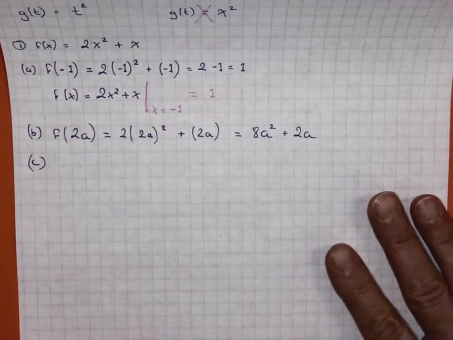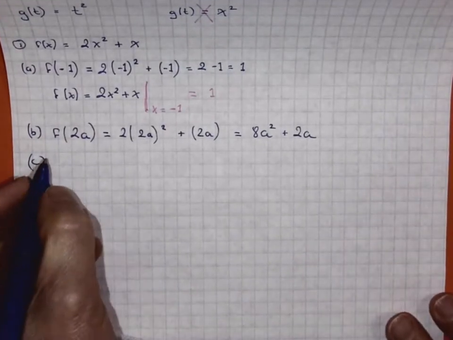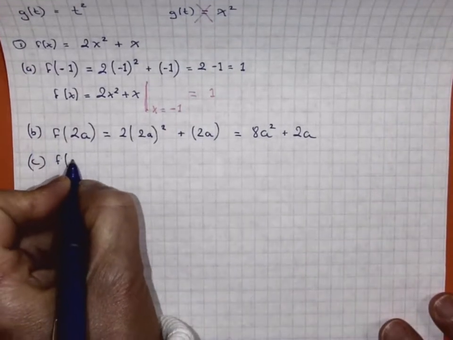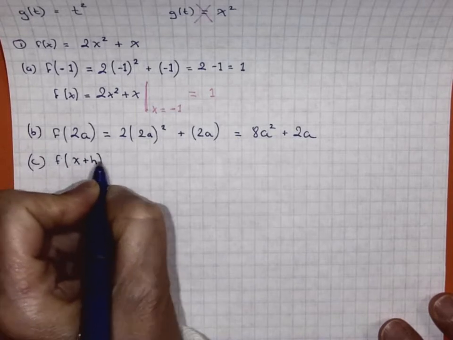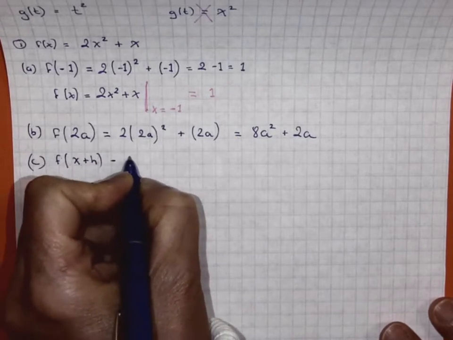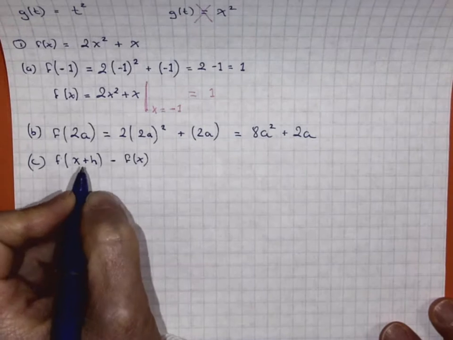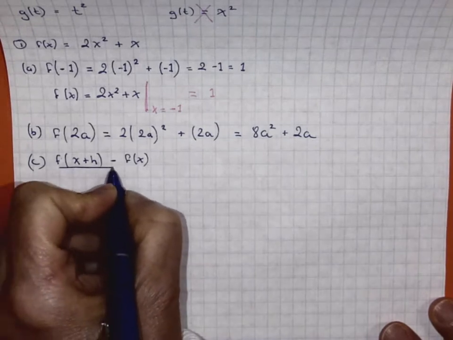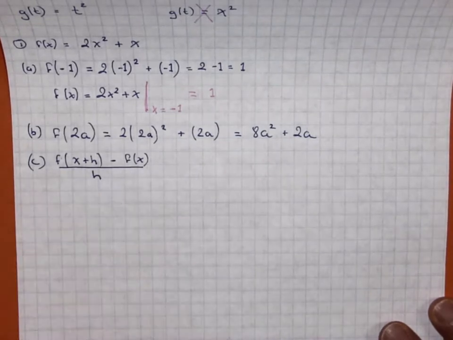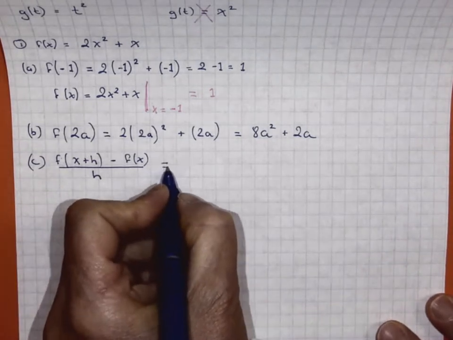And now let's make it fancy. Let's spice this thing up a little bit. Now let's say I want to evaluate f of x plus h minus f of x, all over h. Let's just be very fancy and say, hey, let's say we want to do that. Okay, well, what would that be?